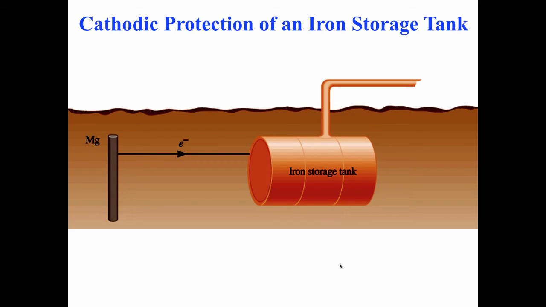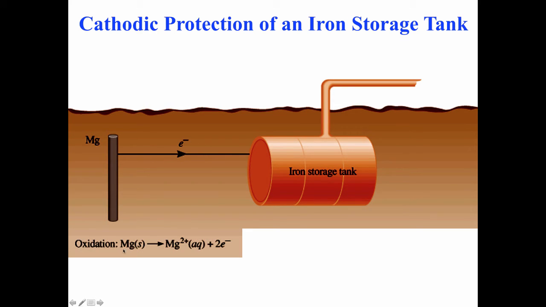And here's an example. We have an iron storage tank. It's buried underground, and we don't want it to rust. So we put a piece of magnesium, which is more easily oxidized than iron, in the ground, connected by a wire or something conductive to the iron storage tank.